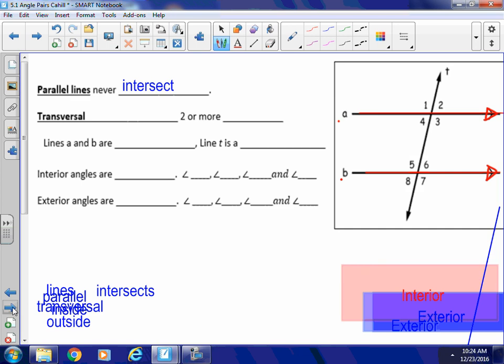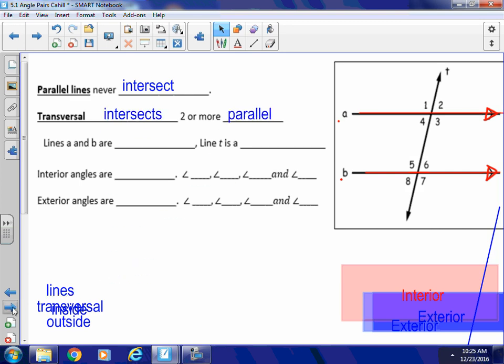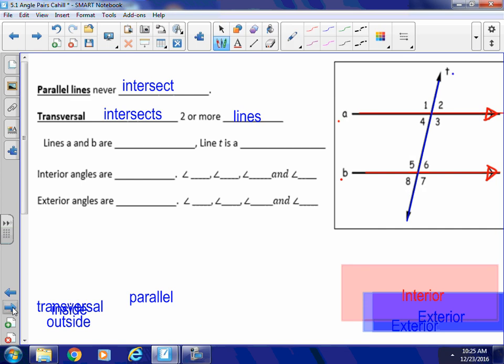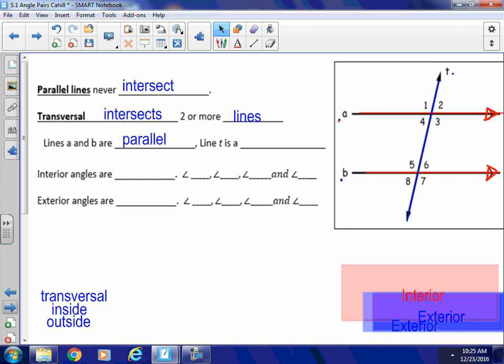A transversal intersects 2 or more lines. It's a line that intersects, not parallel, intersects 2 or more lines. So for instance, in this diagram here, I could take this line T and show you it's my transversal because it's intersecting. Line T is intersecting lines A and lines B. Line A and B are my parallel lines, and line T is my transversal.